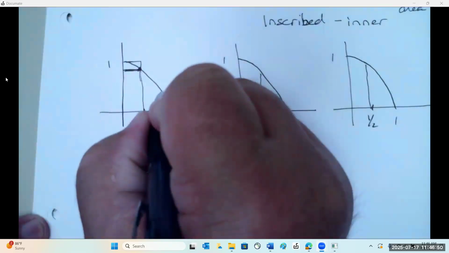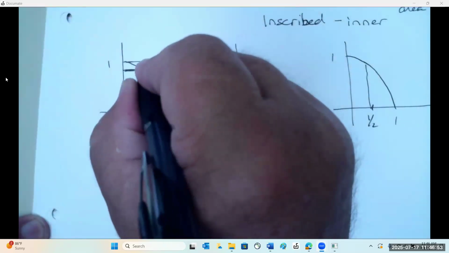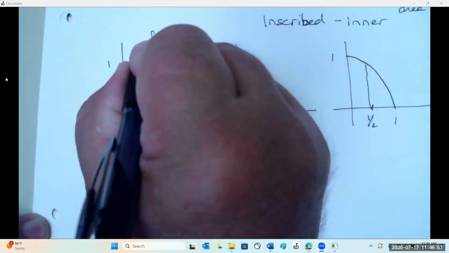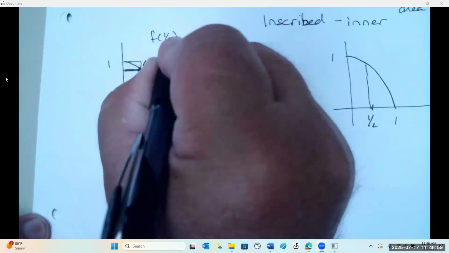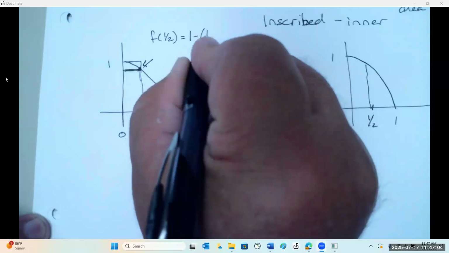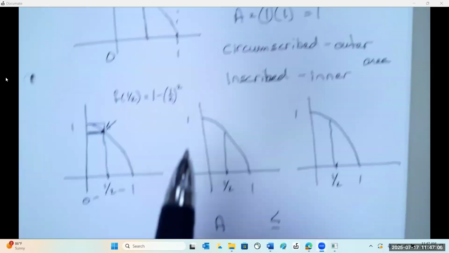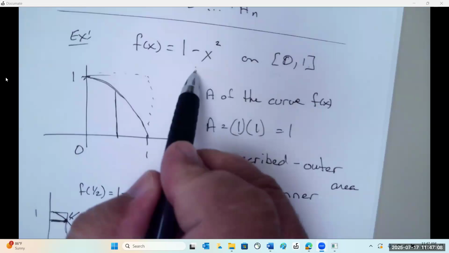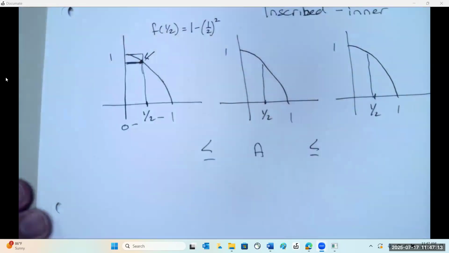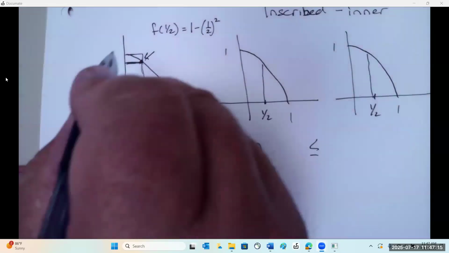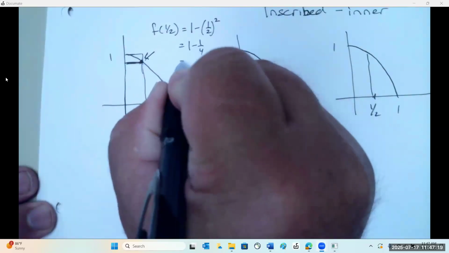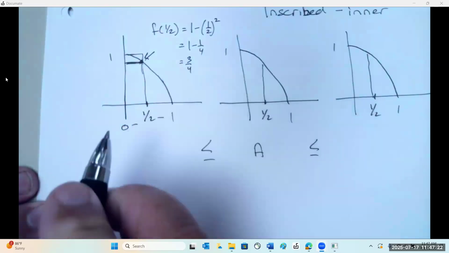Remember, this point right there is of the function 1 minus 1/2 squared, because our function is 1 minus x squared. That's our equation. So this value here, the height of our rectangle is 1 minus 1/4 is 3/4.